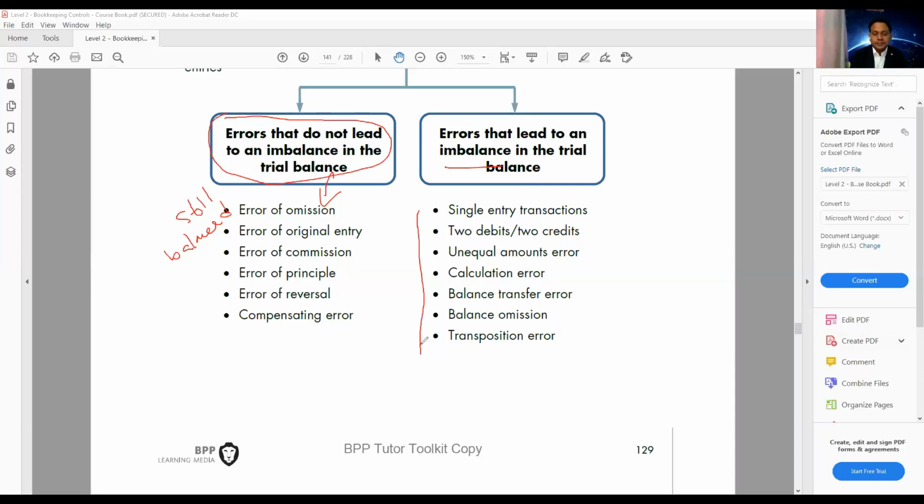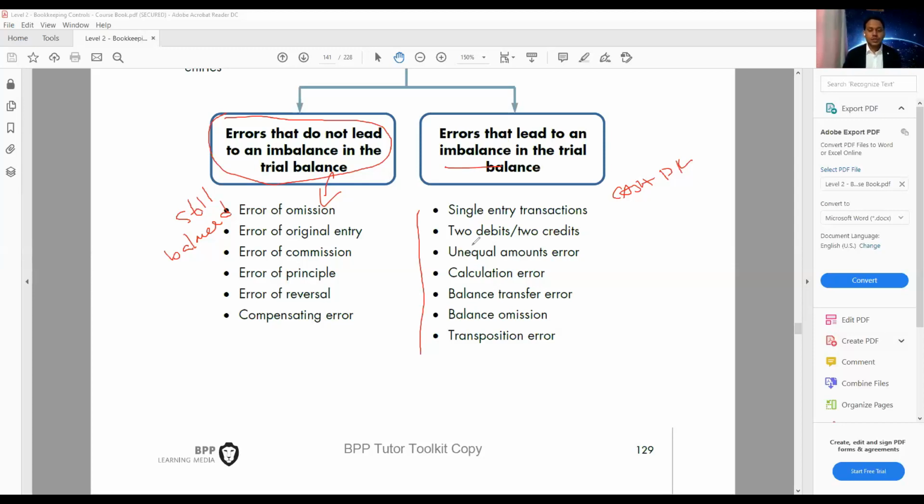So let's do that. The first one we have is single entry transaction. That means you write only one debit and you forget the credit. If you do that, your trial balance will not match. For example, you write cash sale, you just write cash debit. You didn't write sale credit. If you make only one entry in the journal and transfer it to the ledger account, your trial balance will not find the opposite entry. The corresponding entry is missing, so your trial balance will not match.